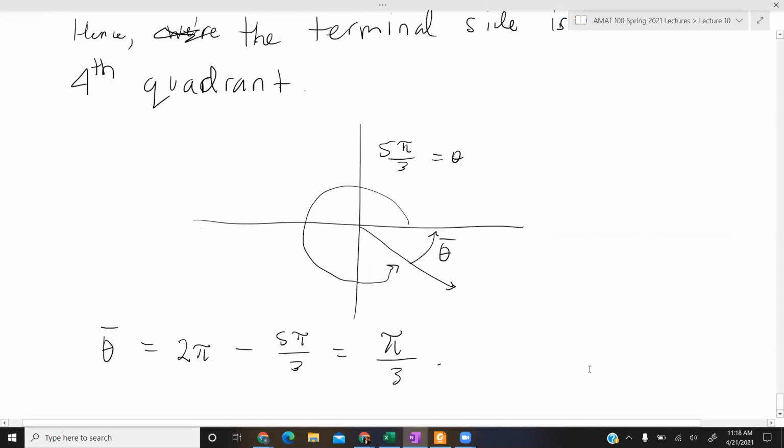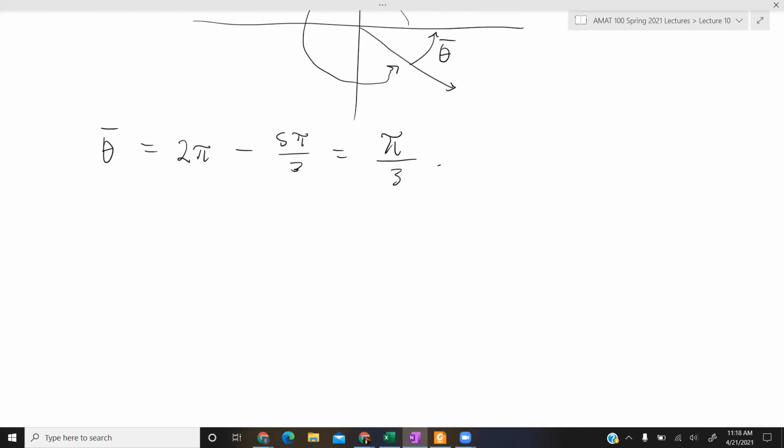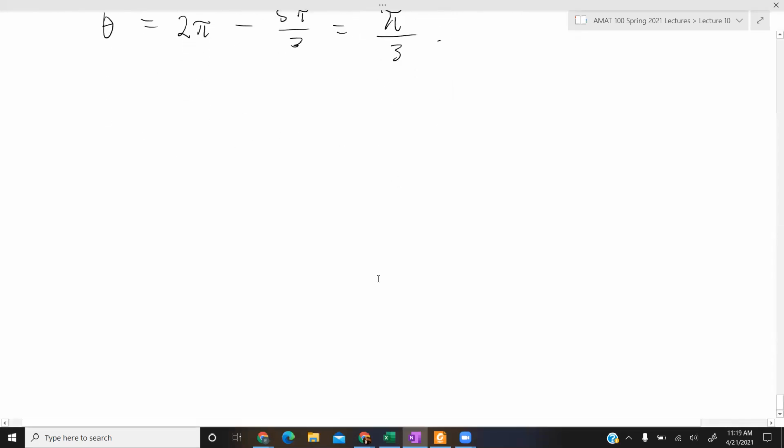All right, let me do one more example and then we'll call it a day. So this is example 4 in the book. And I'll just do part A. So we want to calculate sine of 16 pi over 3.